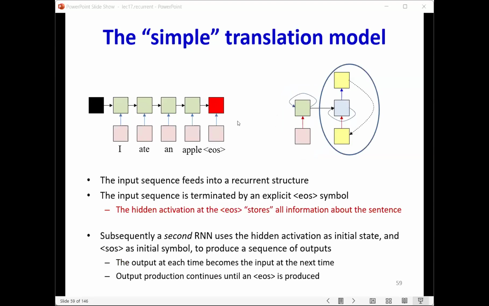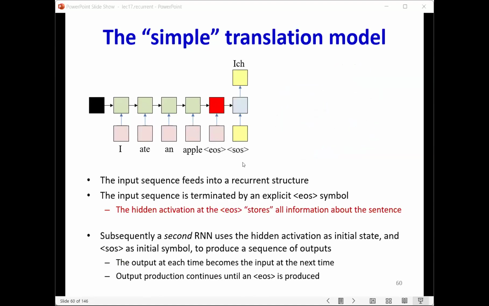Subsequently, the second recurrent network uses this hidden activation and a start of sequence marker as an initial symbol, and then proceeds to generate the outputs. The output at each time becomes the input at the next time. And the output production continues until an end of sequence is produced. So, over here, this guy would go in here as the initial state and the start of sequence marker. That's why you need a start of sequence marker to initiate generation.